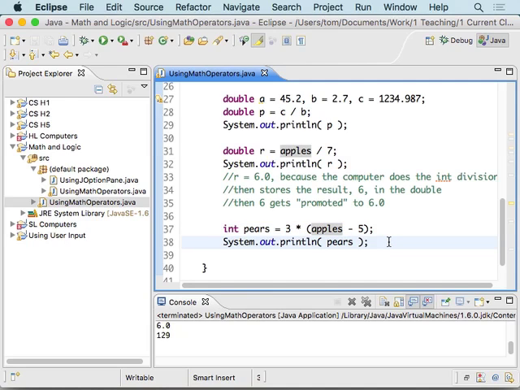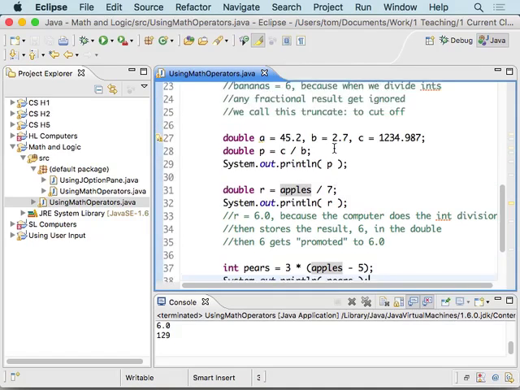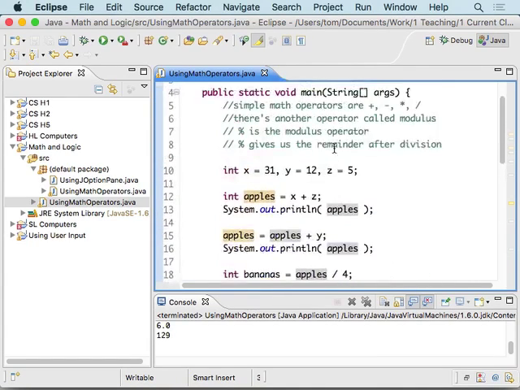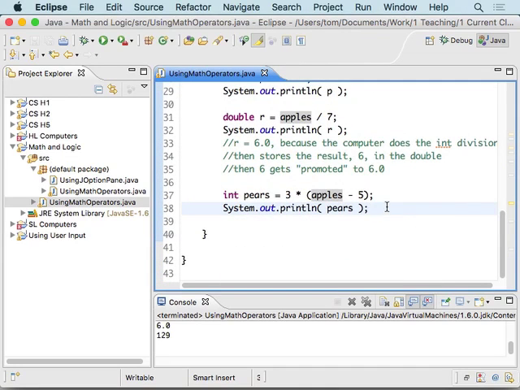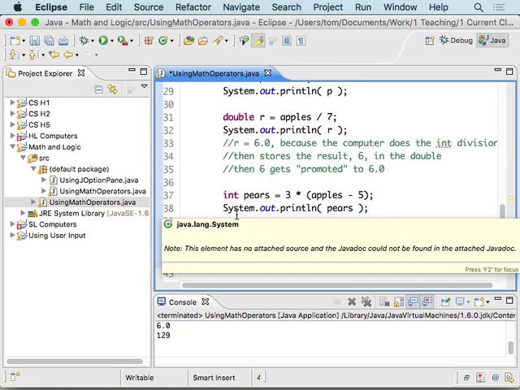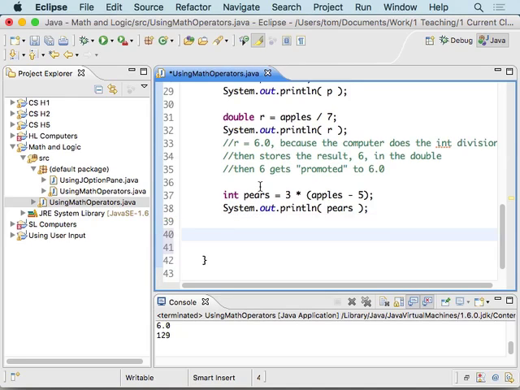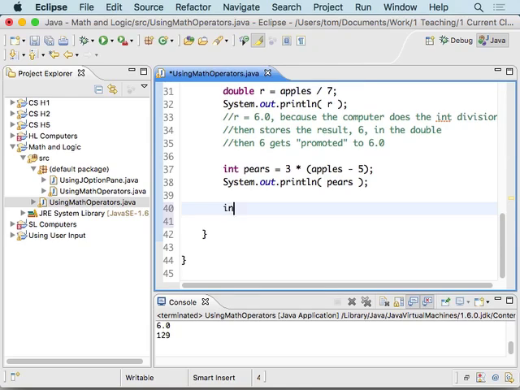Okay, all right. So the last thing that we want to talk about then is this new operator called modulus. So modulus gives us the remainder after we do division. Okay, so let's just go through some examples here. We're going to talk about int mangoes.